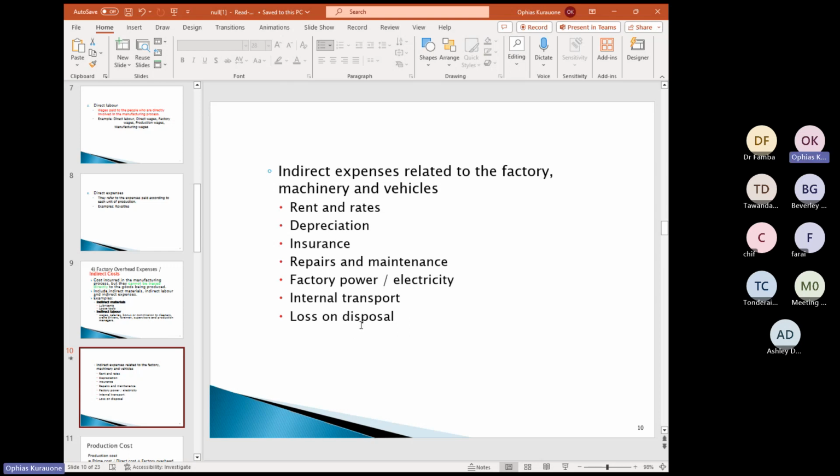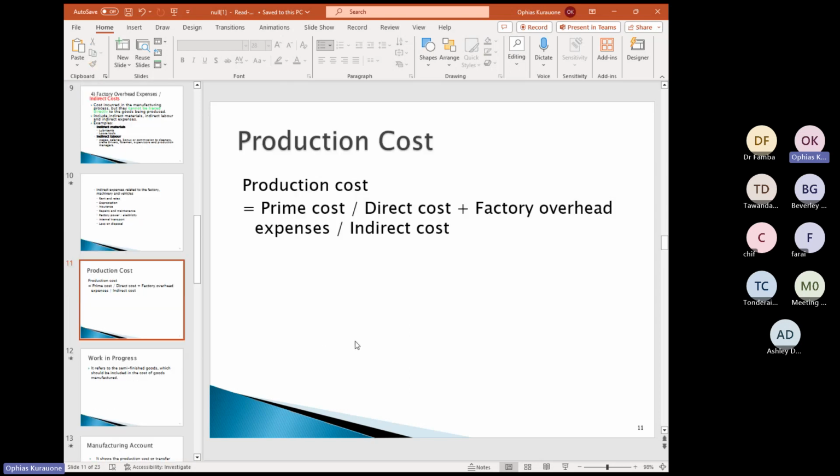Loss on disposal. If during that particular period we dispose of an asset, usually related to the factory, maybe we dispose of a certain department, then we record a loss. If it fails to make a profit, we record what? A loss.